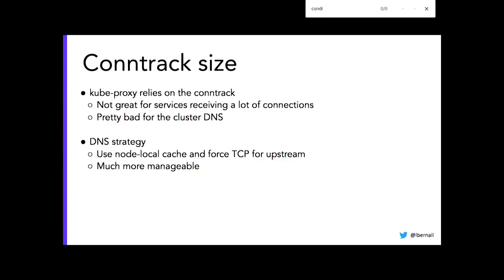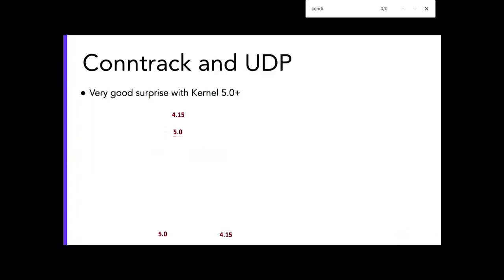So there are different ways to address that. A very common way that's becoming a standard is to use a node-local DNS cache on every node. So when you do queries, you would first hit the local cache, and upstream queries will use TCP. This is much more efficient, and this is what's being used in most new setups today.